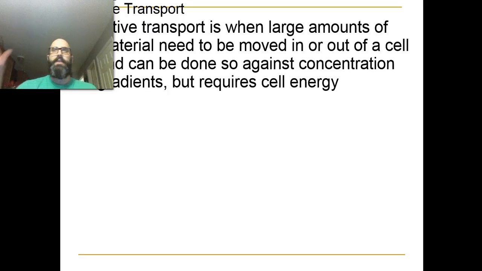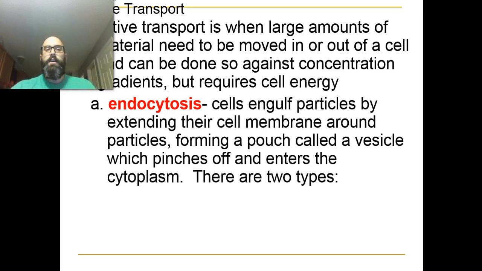Whatever is embedded into the cell, the carrier protein or the sodium-potassium pump or whatever it may be, requires ATP in order to function. When ATP runs out, it no longer functions. This is when you start getting into things like muscle cramps and muscle spasms, but we'll get into that when we get into those units. So you have various types of active transport.